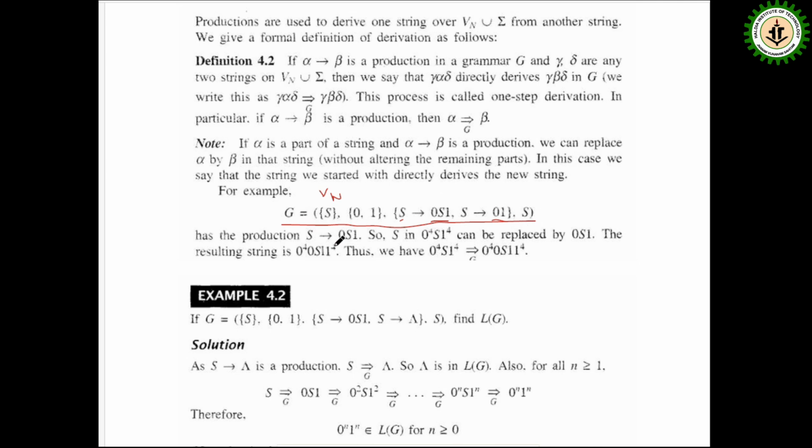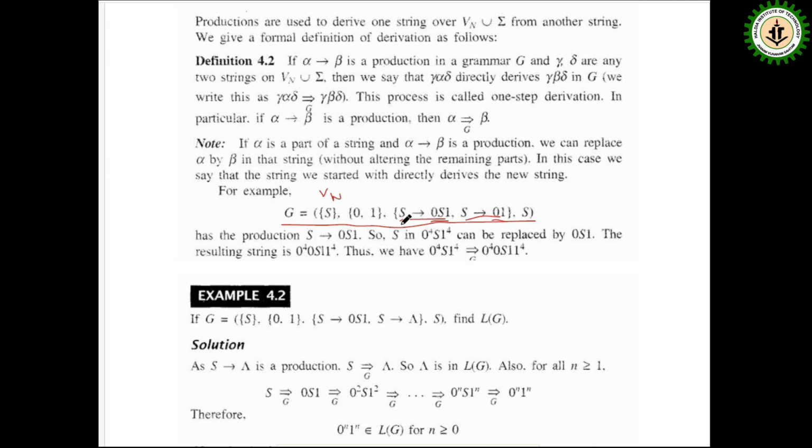Okay. So the production, we can use any of the productions because both are starting from S. If we use S to 01, this production will be used, and there is no further production because 0 and 1 both are terminals and there are no variables left.